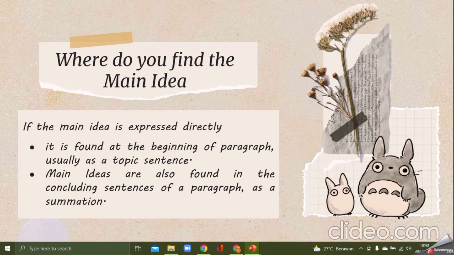Where do you find the main idea? If the main idea is expressed directly, it is found at the beginning of a paragraph, usually as the topic sentence. Main ideas are also found in the concluding sentences of a paragraph as the summation.